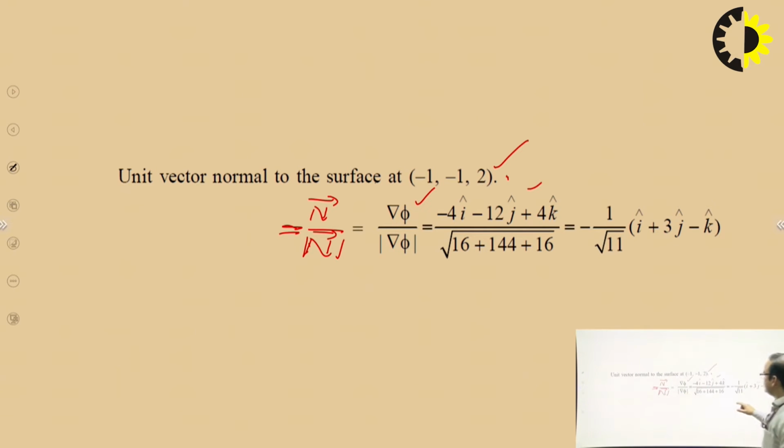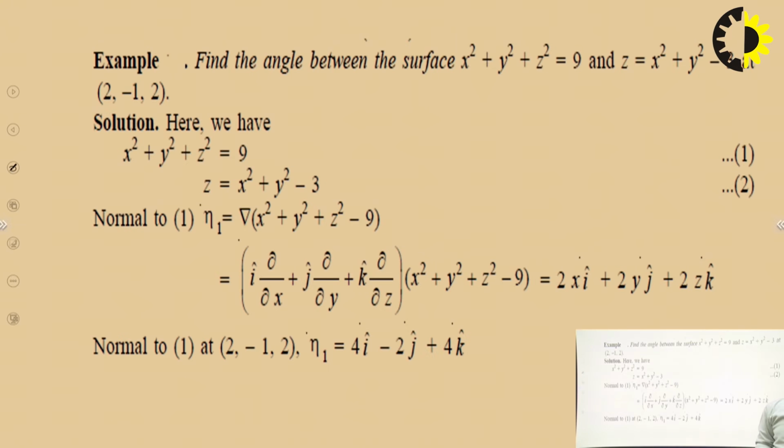Then we get this kind of mathematical calculation, and this is the magnitude of the vector. After division you get an expression like this, which is the unit normal to the surface at the given point (-1, -1, 2). So this was the example for the unit normal.